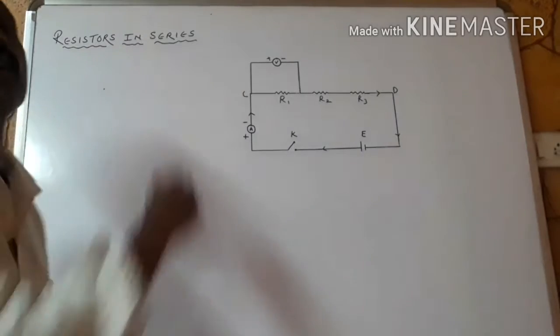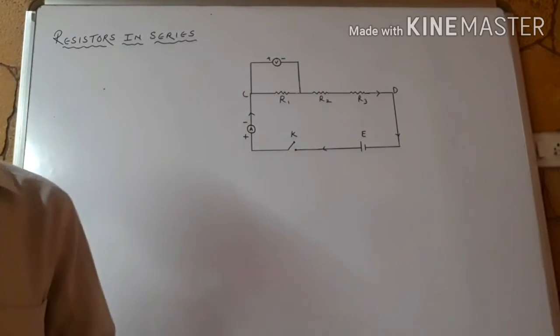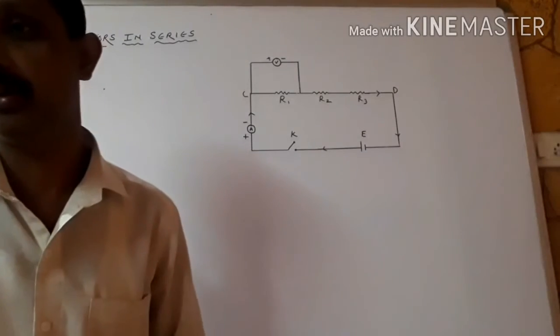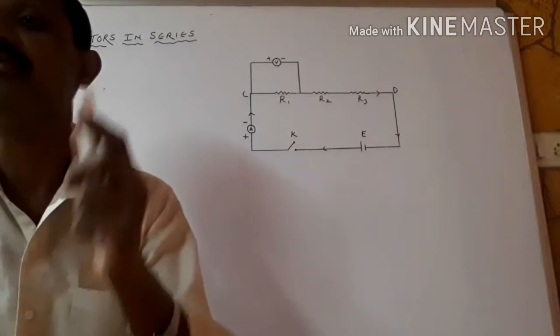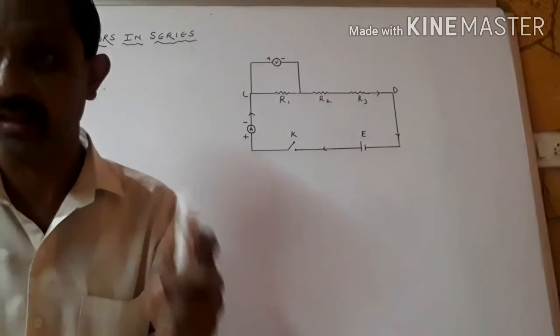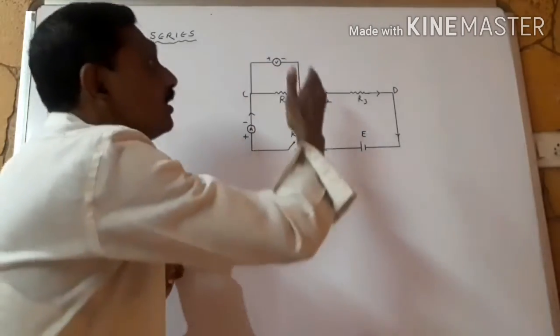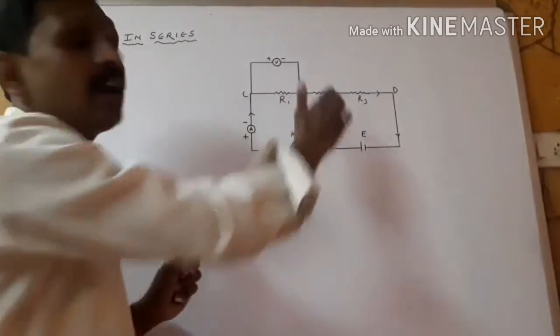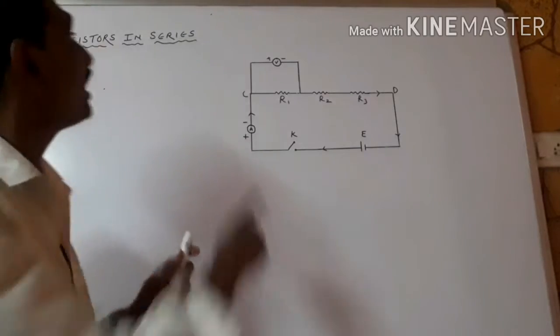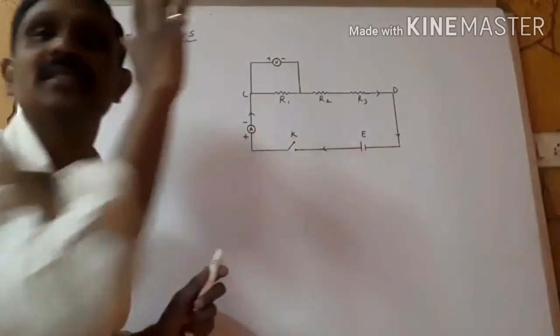Let us study resistors in series. Now if you look at the figure, we see that the ends of the three resistors are connected so that they follow one after the other. Such an arrangement is called resistors in series.